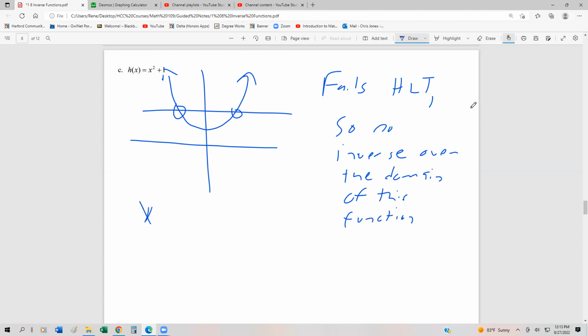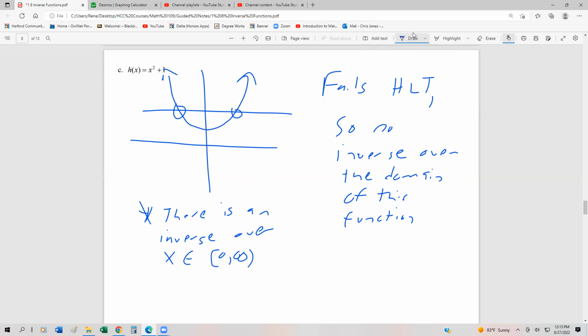And I'm going to put a side note here that there is an inverse over the interval where x is from 0 to infinity. All right, but we're not asked to find that. We're just asked to find the inverse of the entire function. So I just want to make sure that we understand that if we limited the domain, there could be an inverse. In fact, there is an inverse. But just because we haven't limited that domain, there is no inverse.